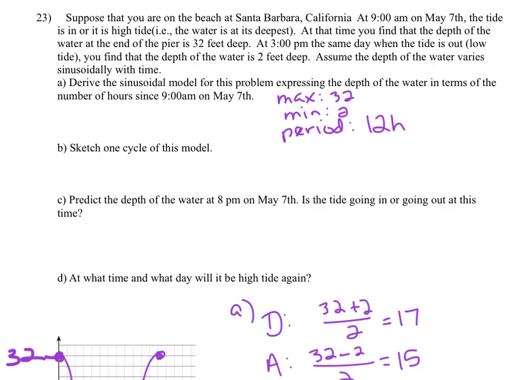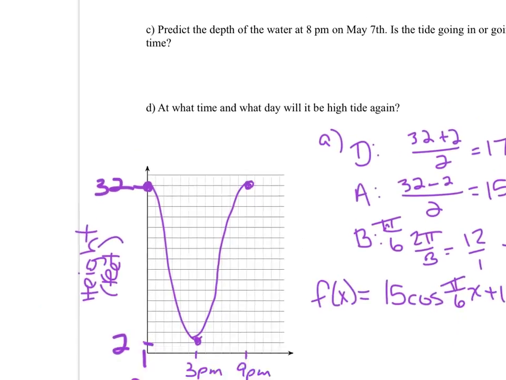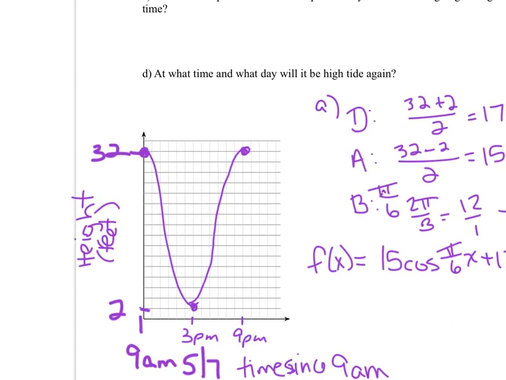So when I do this problem, I want to derive a sinusoidal model. In order to do that, I do like to have the sketch already done. It does help with the pieces. But you should be able to tell it is high tide at 32 feet and low tide at 2, so that should be pretty straightforward. It goes from low tide to high tide, high tide to low tide in 6 hours.